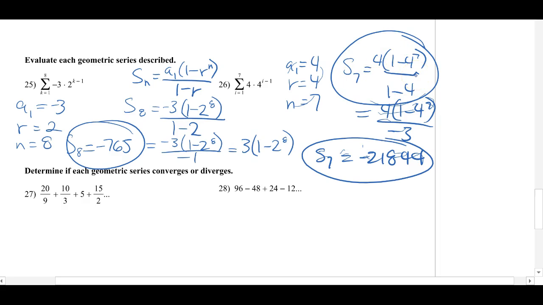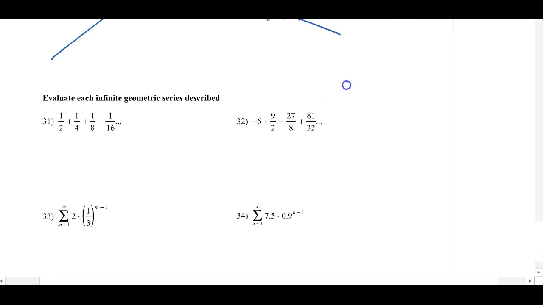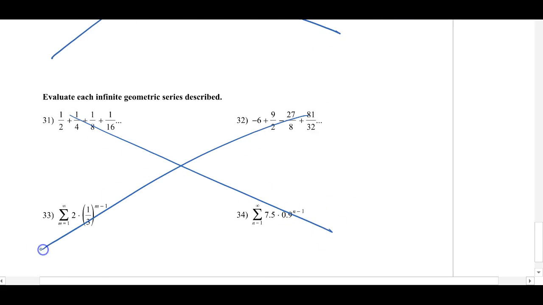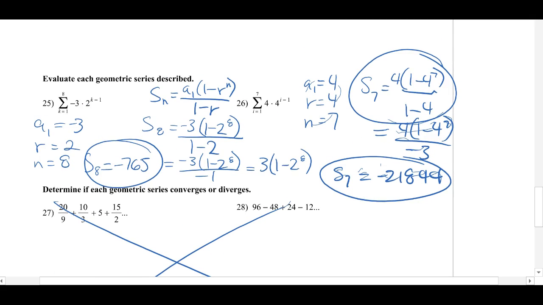Now this last part, guess what? I didn't teach it to you, so I'm not going to have you do it on the test. Hush, don't tell Mr. Kershaw's class.